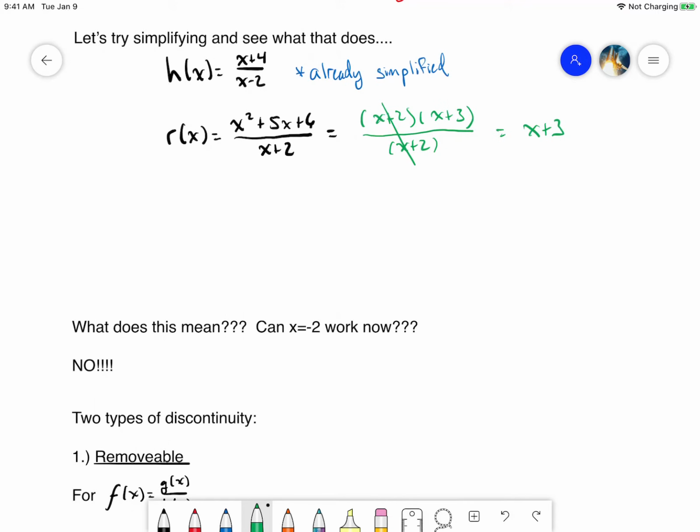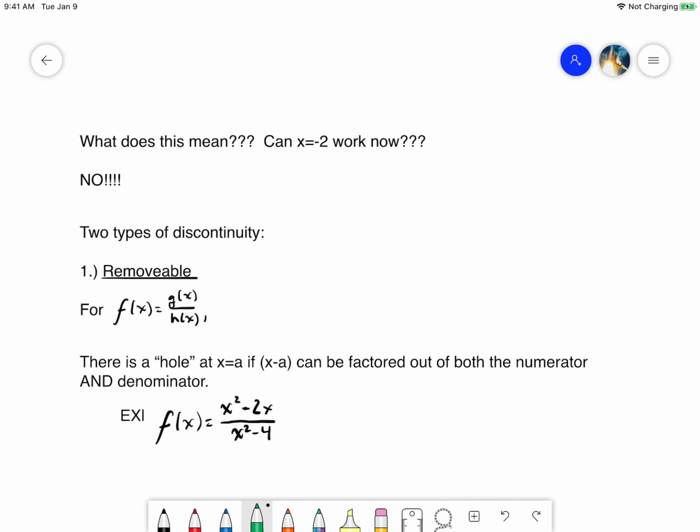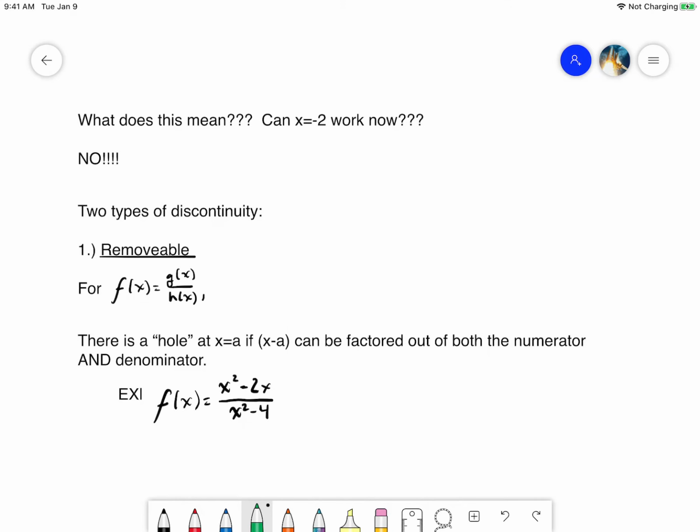The answer is no. And there would be a reason why, because we really have two types of discontinuity. And that x plus 2 is an example of our first type of discontinuity, which is called a removable discontinuity. Another word for removable discontinuity is what we call a hole in the graph.